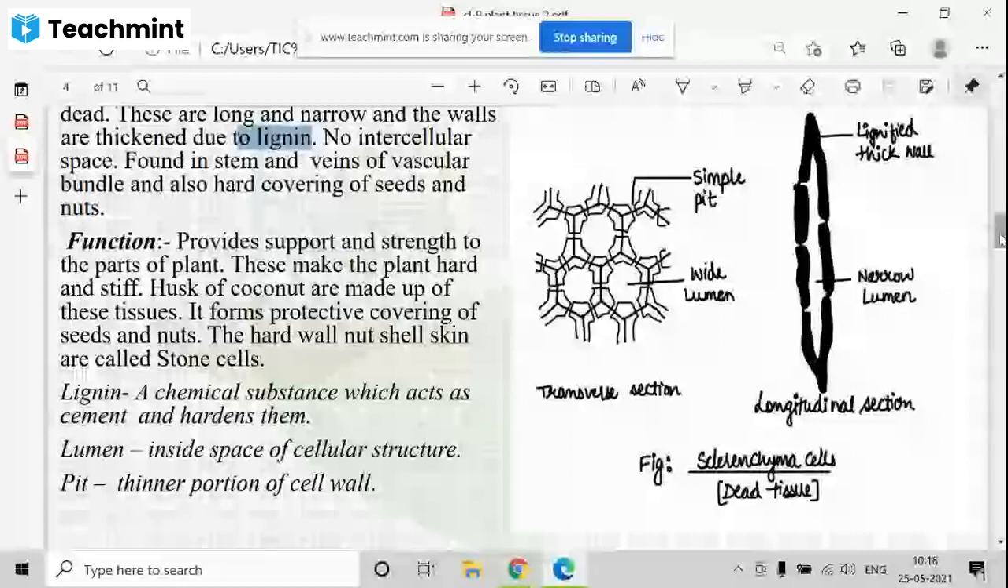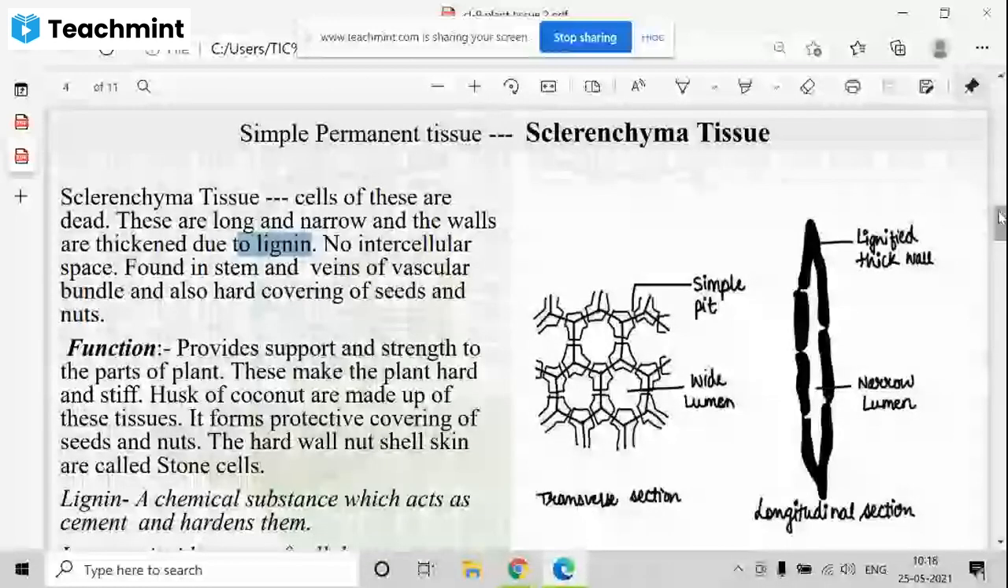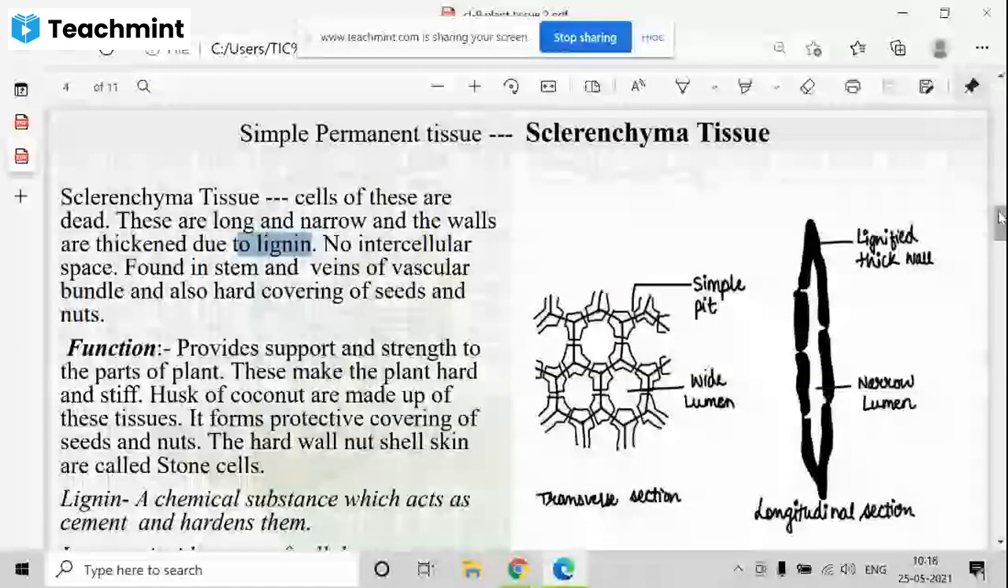Now, sclerenchyma tissues, what do they do? They make the cell structure or the tissue structure very hard and tough, very hard and tough. One is of fiber type, another is a hard coating type called stone cells. Two things. Clear? Am I clear with sclerenchyma?